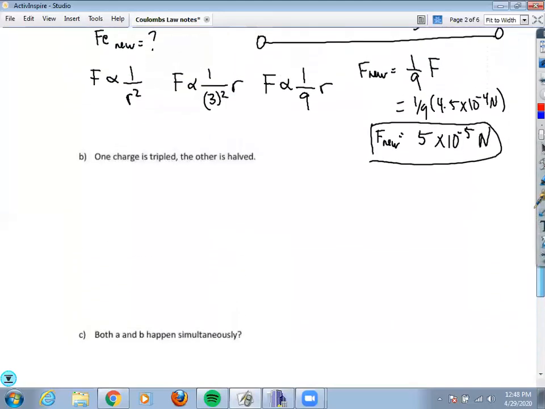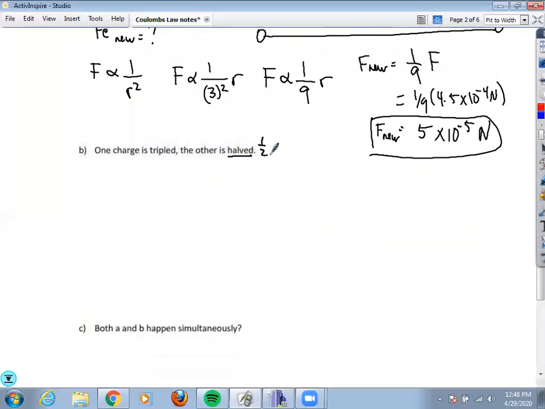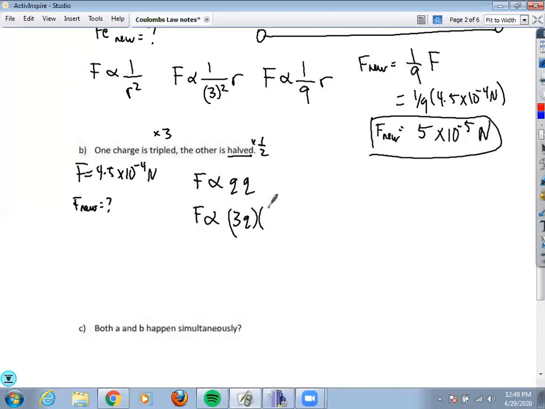Second, what happens if we triple one charge but halve the other? So that's 1 over 2, triple is times 3. So F was 4.5 times 10 to the minus 4 newtons. We want to know what's the new force. Well, we know that force is proportional to Q times Q. So force is now going to be proportional to 3Q times 1/2 Q, which means F is proportional to 3 times 1/2, or 3/2 Q squared. So there's our factor, 3/2.